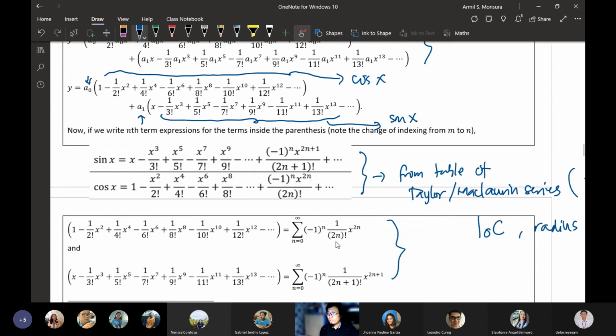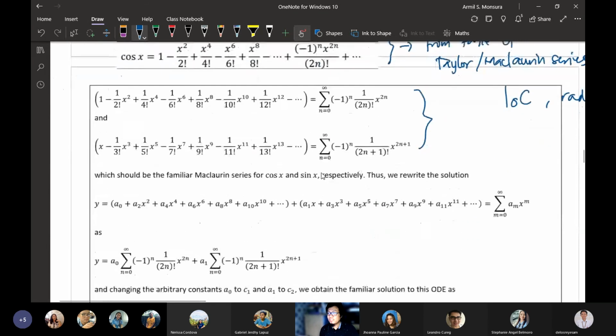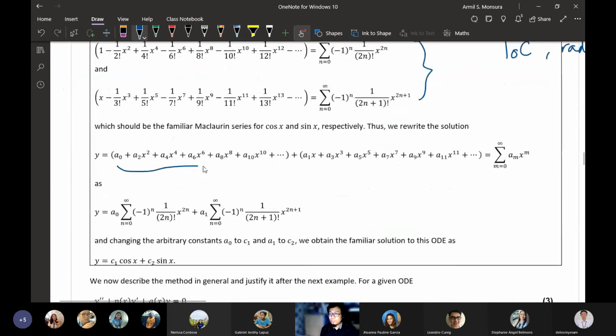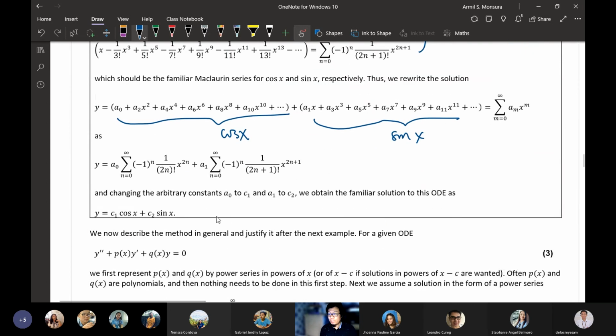So now, your first set of terms is for cosine, and your second set of terms is for the sine function. This is for cosine x. This is for sine of x. And therefore, this is our solution, in which we replaced A0 with C1 and A1 with C2. Okay? Is this clear?